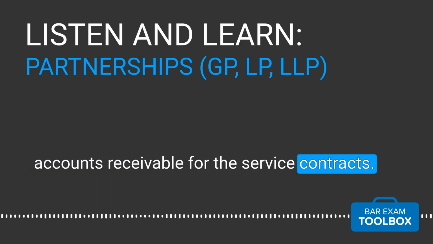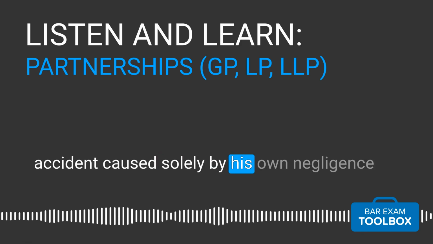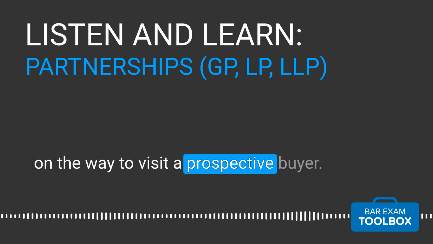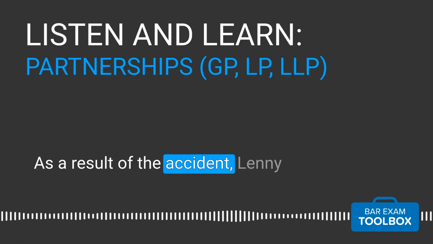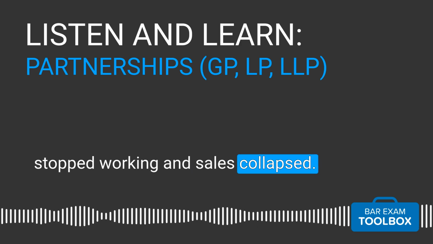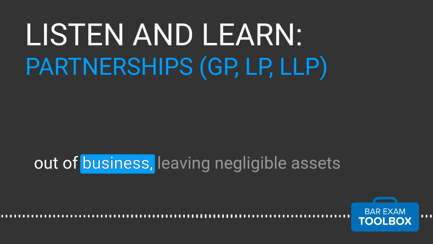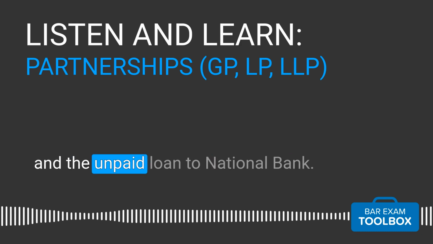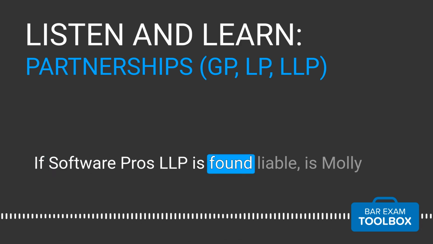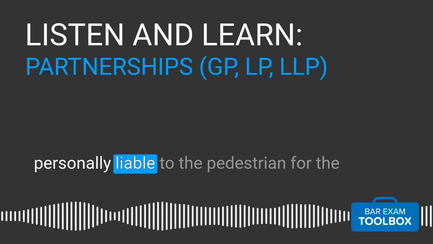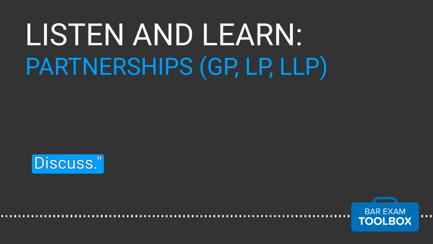In May 2012, Lenny had an automobile accident caused solely by his own negligence on the way to visit a prospective buyer. The accident injured a pedestrian. As a result of the accident, Lenny stopped working and sales collapsed. In July 2012, Software Pros LLP went out of business, leaving negligible assets and the unpaid loan to National Bank. If Software Pros LLP is found liable, is Molly personally liable to the pedestrian for the injury and to National Bank for the loan? Discuss.